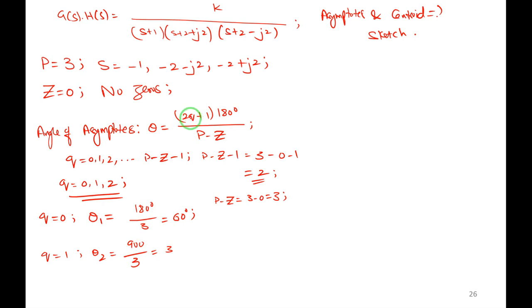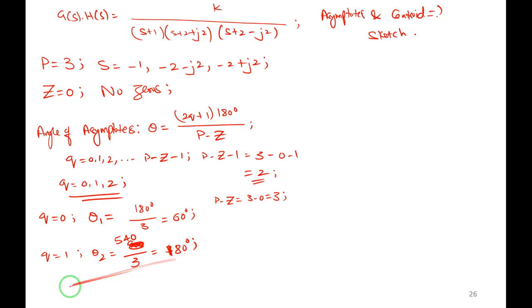Q equal to 0, 1, 2 into 0, 2 plus 1, 3. Sorry, 3 I am getting. I was taking this as 5. 2 plus 1 is 3, 3 into 180, it is 540, correct. It is not 900, 540. Please don't make the mistake that I have made. 540 divided by 3, so I am getting 180 degree.